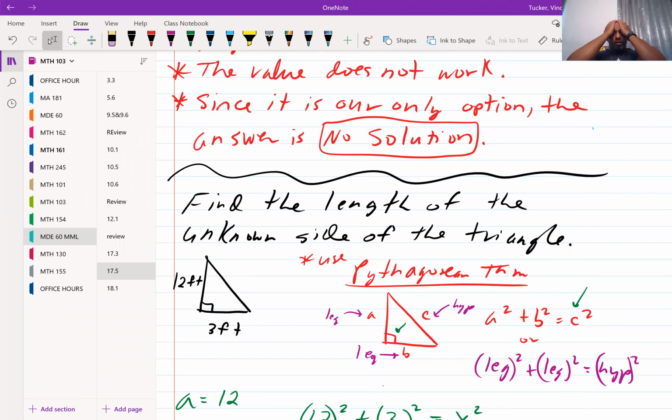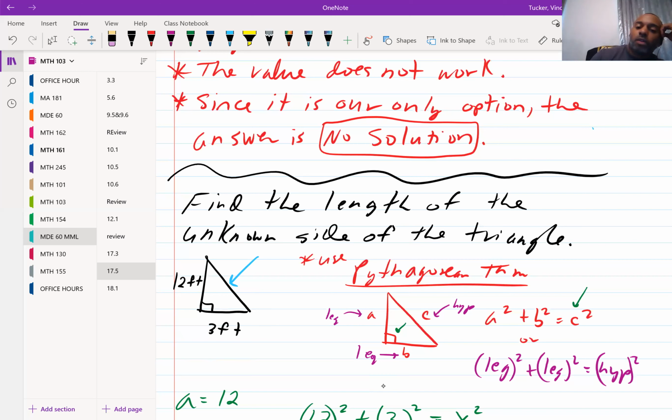So I want to find the length of the unknown side of the triangle. They give us this diagram over here. So we have 12 feet and 3 feet, and you want to know the missing side right here. Whenever you have a right triangle, you can use the Pythagorean theorem in order to figure out your sides, if you have 2 out of the 3.